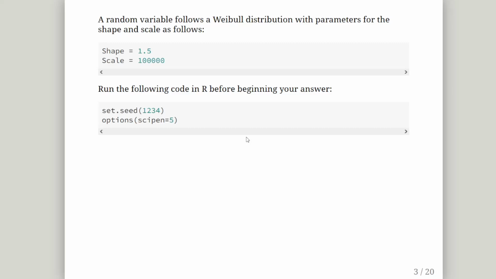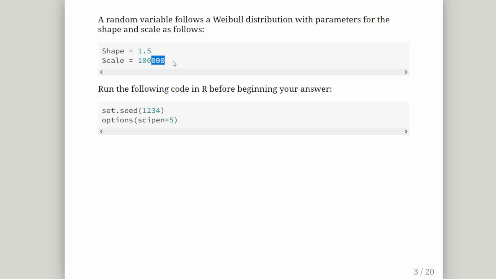But let's begin. A random variable follows a Weibull distribution with shape and scale parameters as follows. Shape equals 1.5 and scale equals 100,000. Run the following code in R before beginning your answers.